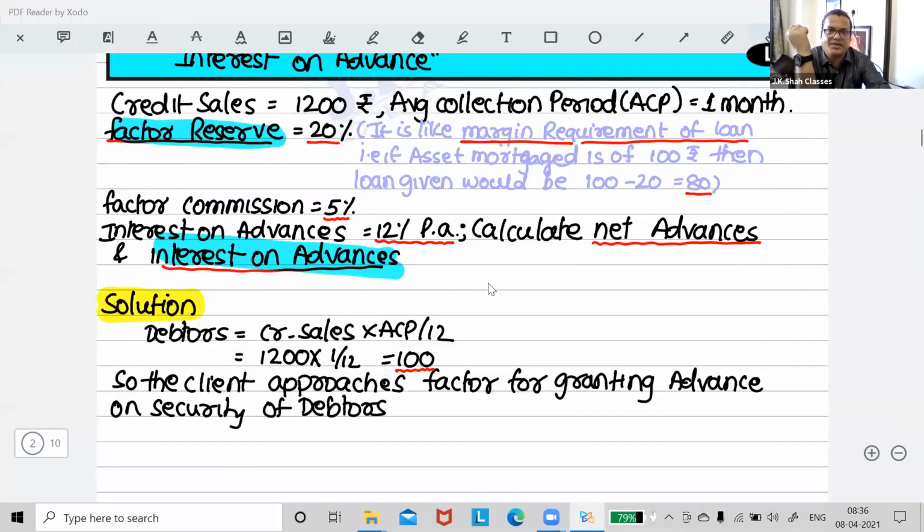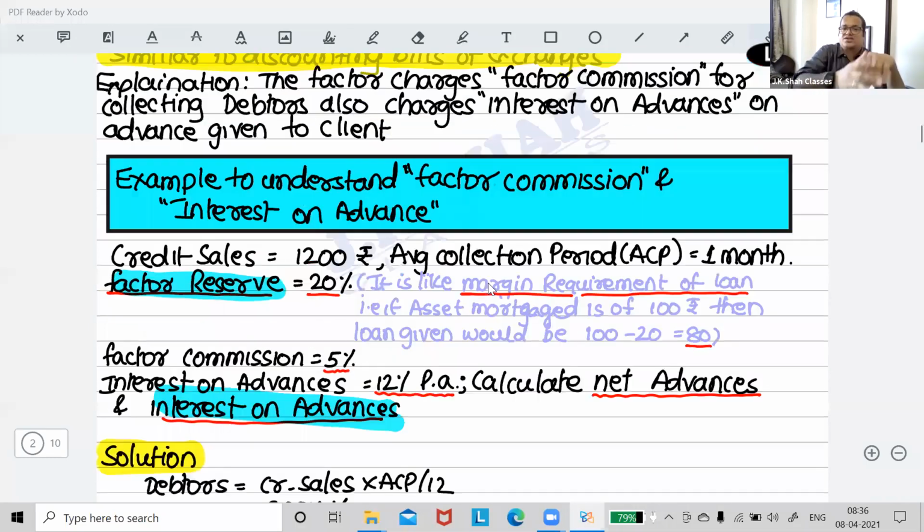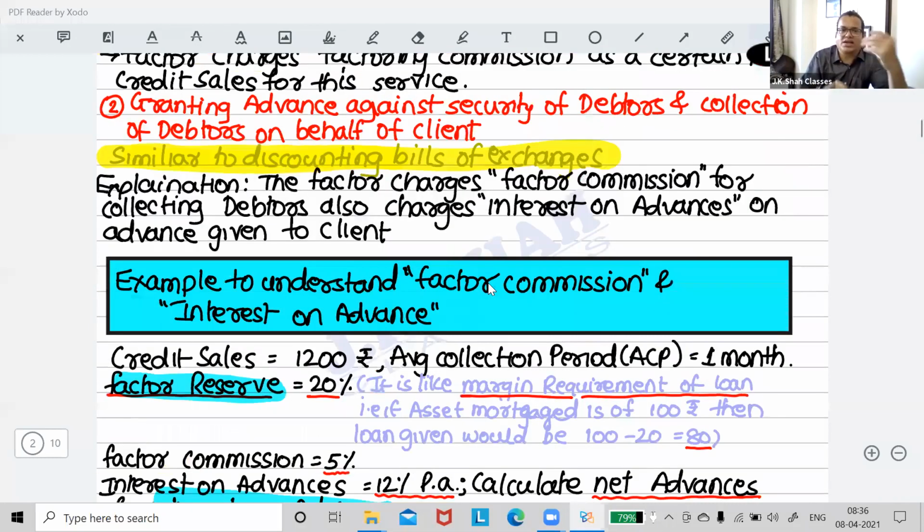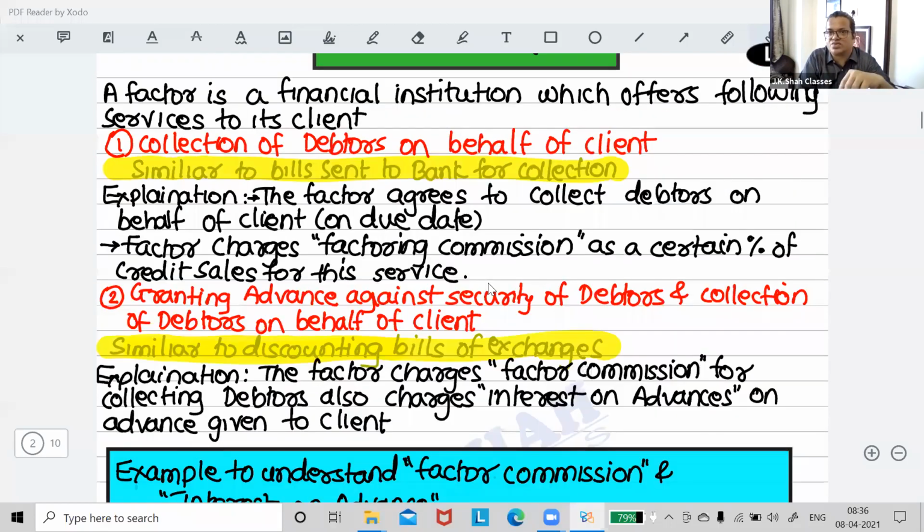We have discussed the factor may offer you two services: collection of debtors on behalf of client or granting the advance also. So my question is very clear. Hopefully you're also very clear now. What is he going to do? Service one or service two? It's only service one. He will just collect on our behalf. There is no question of granting any advance because there are no such details given. Interest on advance, factor reserve, is it given in the question? No, it is not.